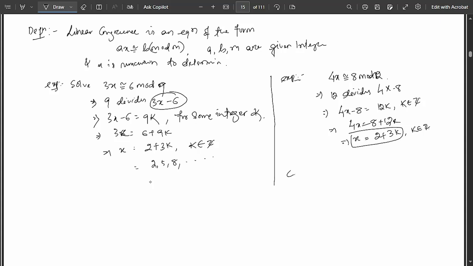Now I have a question for you. Solve this equation: 5x congruent to 3 modulo 7, and comment the answer.